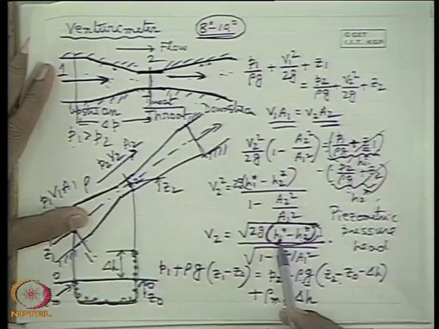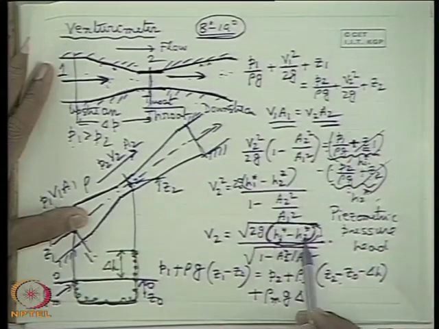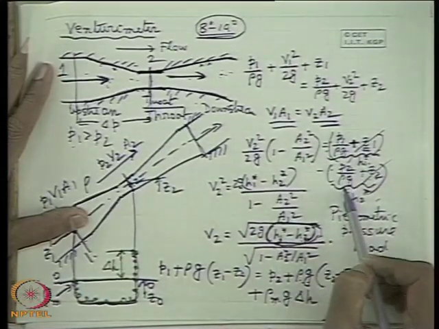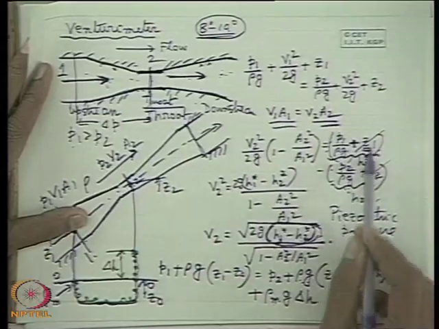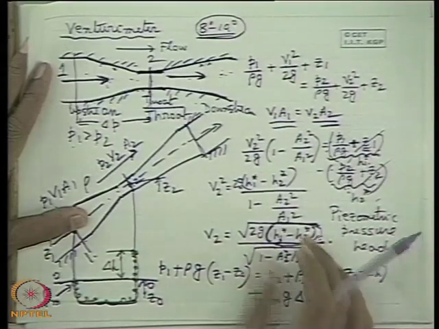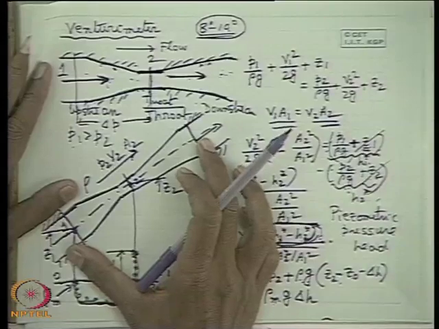If it is horizontal, H1 star minus H2 star is H1 minus H2, then P1 by rho g minus P2 by rho g. Otherwise it will be P1 by rho g plus H1 minus P2 by rho g plus H2. You have to be very careful whether it is inclined or horizontal.